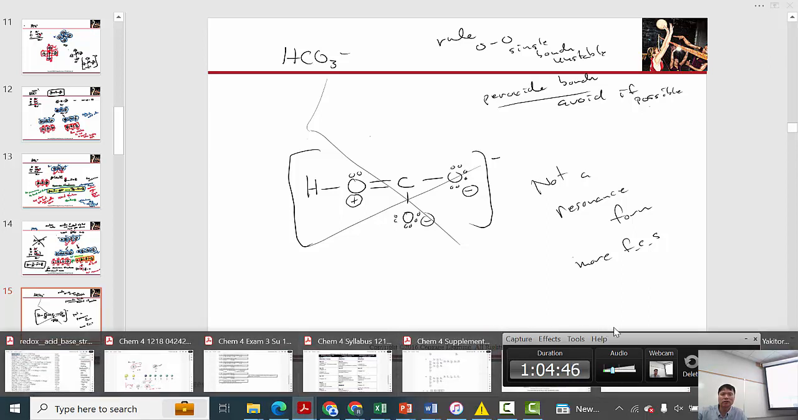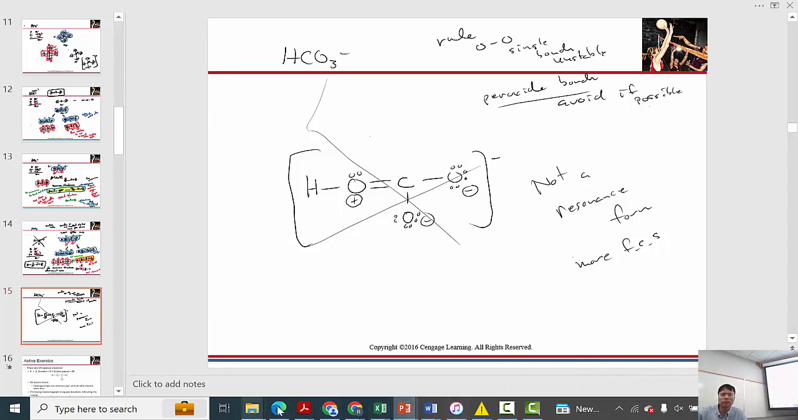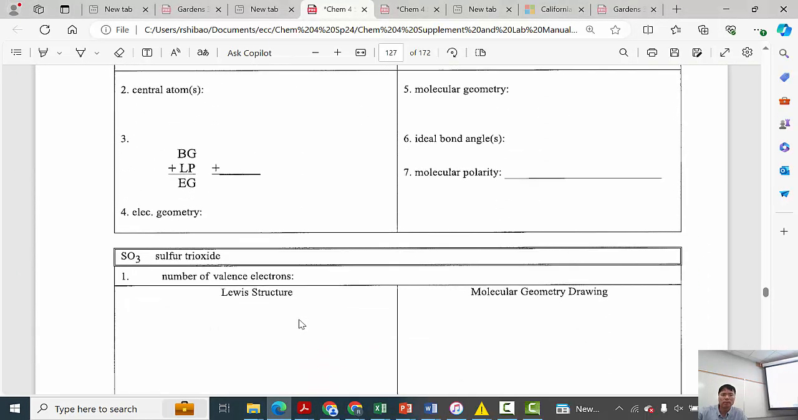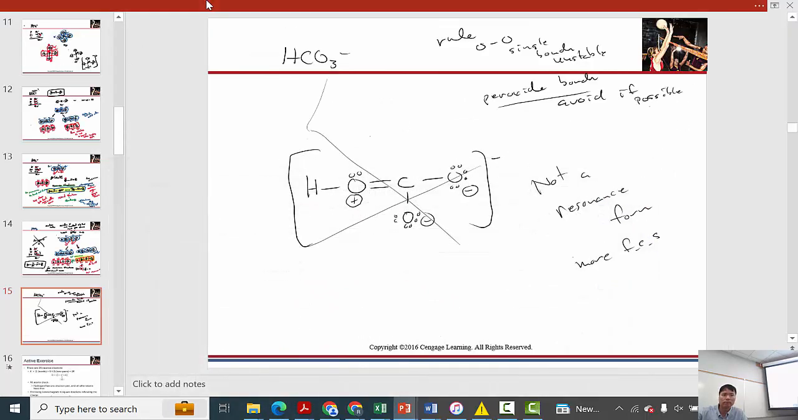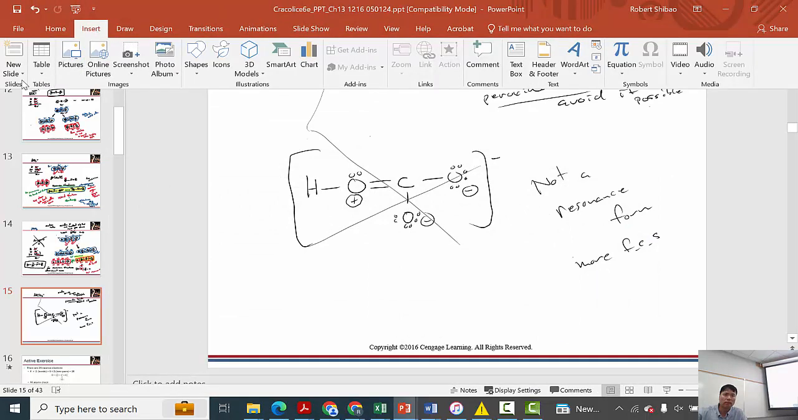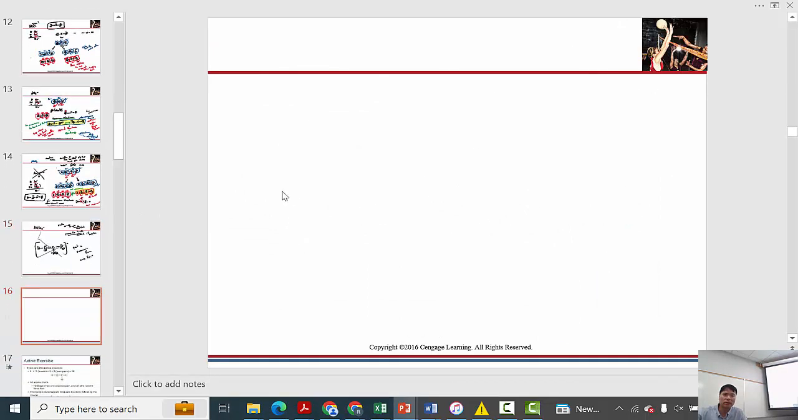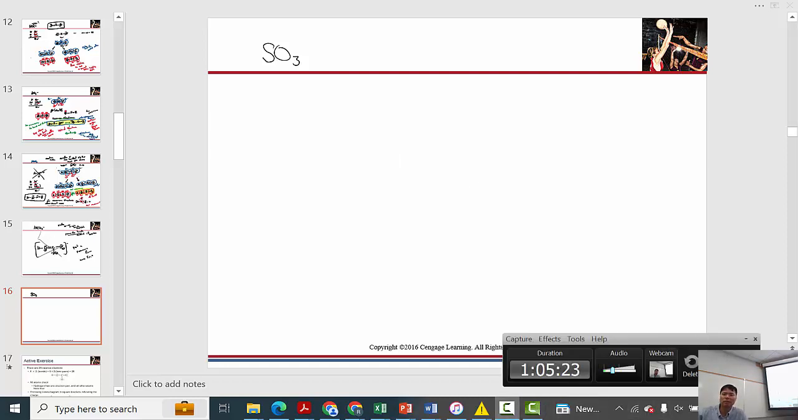Let's look at some more to try to get volume going here. This one's going to be a bit tricky. You know, we'll try this one. This is not an ion. This is just a neutral molecule. Give this one a go as well.